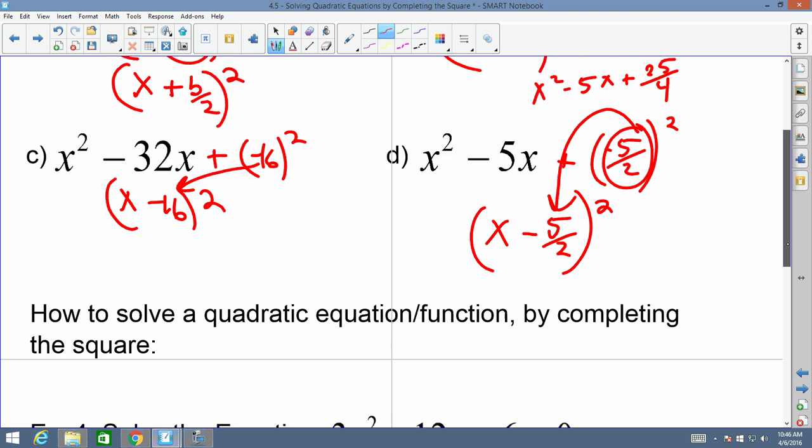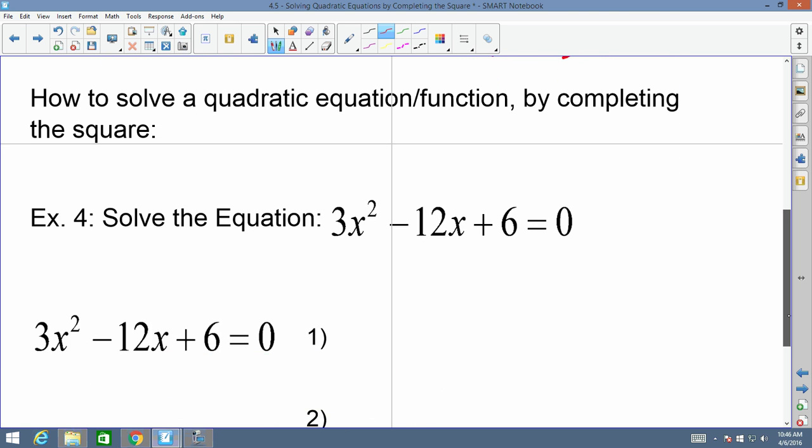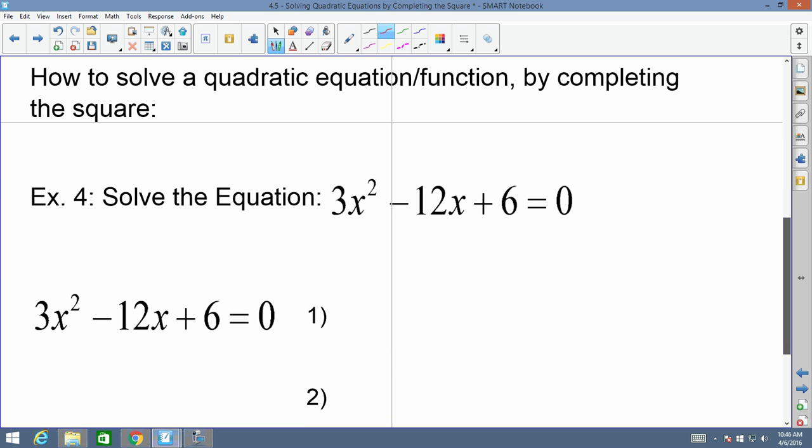All right. Now let's do it all the way. How to solve a quadratic function by completing the square. We know how to complete the square. Let's see how we can use that skill to solve an equation. All right. So step one. See if you guys remember. Do you see something common to all of these guys?